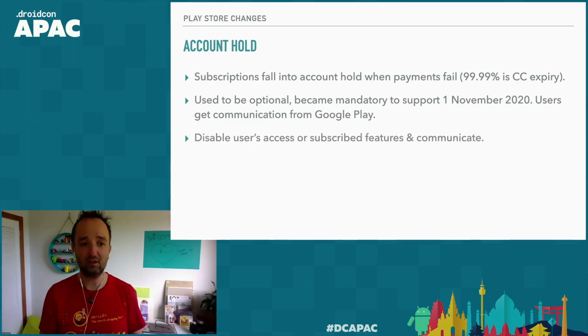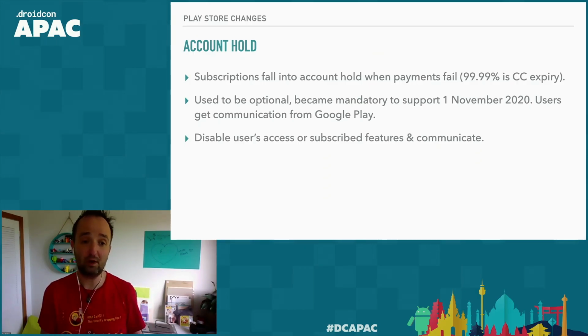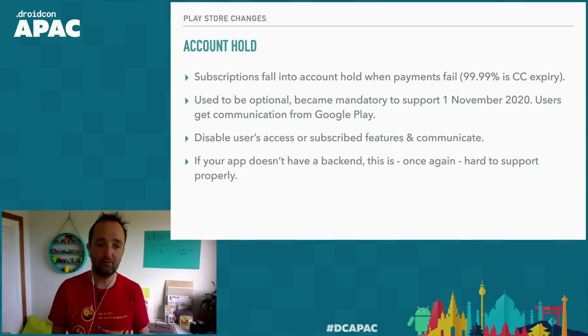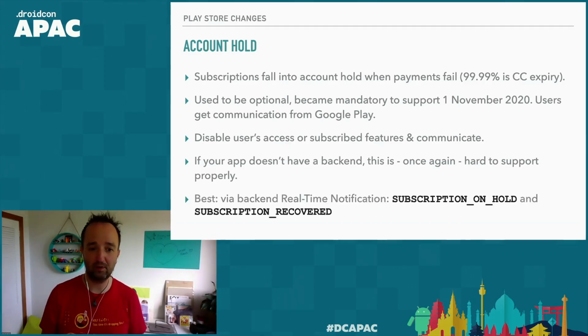The proper action is you want to disable users' access to the features that they used to have paid for, and communicate that with them. So when they log in the next time, you will say, hey, your credit card is expired. Please go to the Google Play app and fix that for me. Right? If your app doesn't have a backend, once again, super hard to support properly. The best way is to do that with real-time notifications called subscription on hold and subscription recovered.